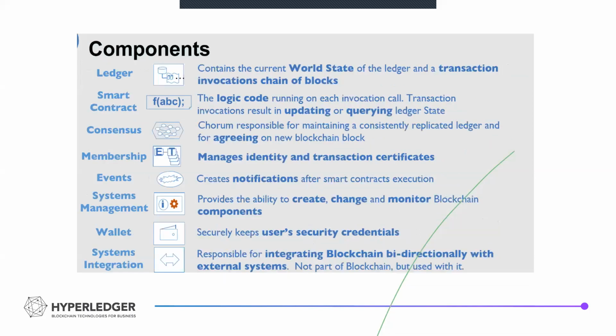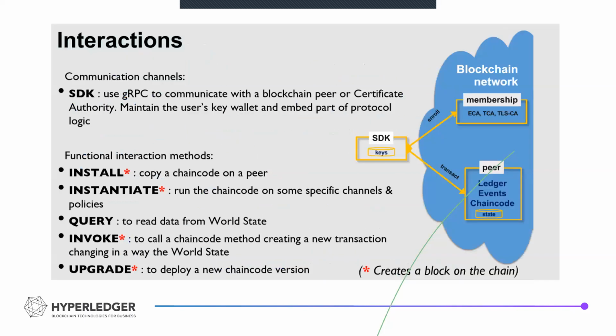Coming to the components, the ledger is where the transactions are recorded. Smart contracts are the logic code; consensus is the agreements; membership is the certificates; events are the notifications and executions over the smart contracts. System management uses monitoring tools like Hyperledger Caliper, which checks the latency and throughput of a single machine. Wallets, obviously, everyone is aware of how a wallet works in Corda or different blockchain frameworks like Ethereum.